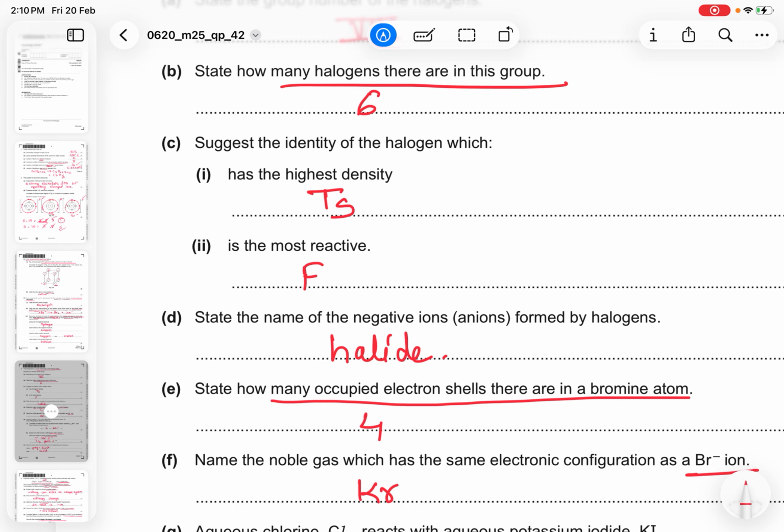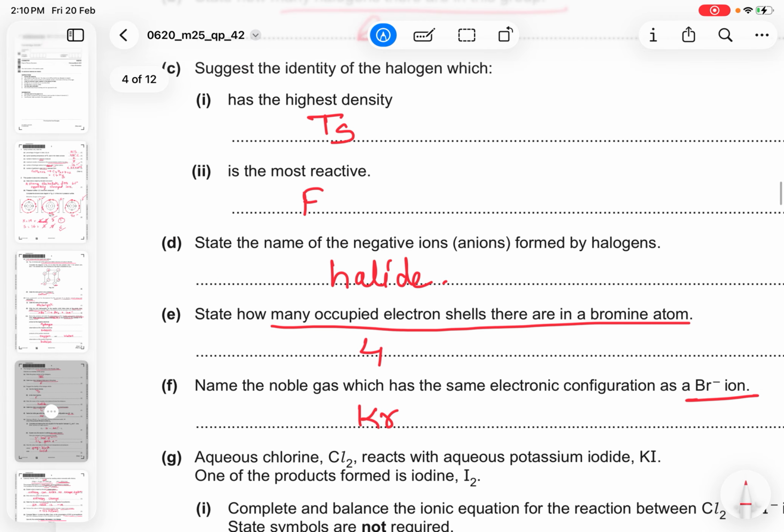Suggest the identity of the halogen which has the highest density. For group 7, as we go down the group, the density increases, and hence tennessine is the one with the highest density. The one which is most reactive in group 7: as we go down the group, the reactivity decreases, and hence fluorine is the element with highest reactivity.